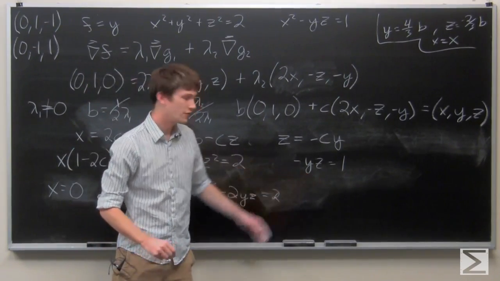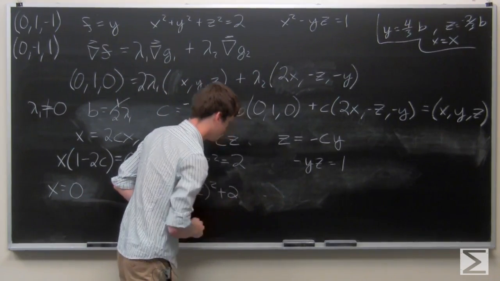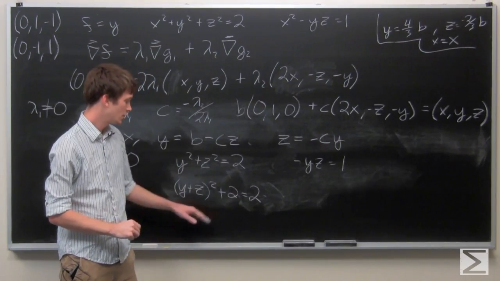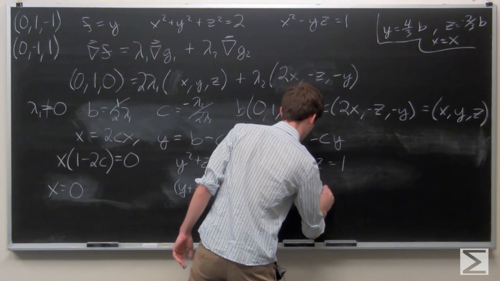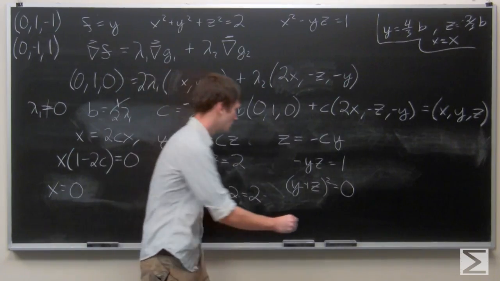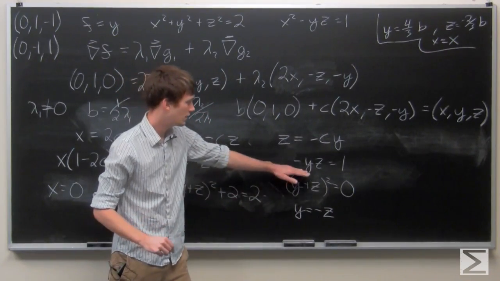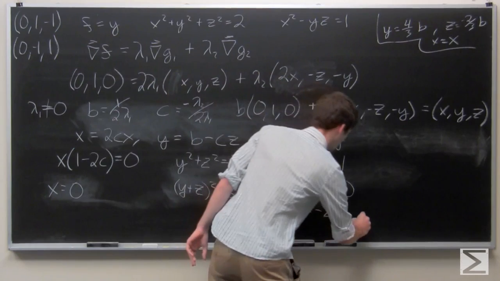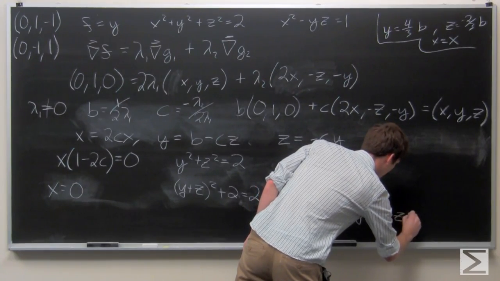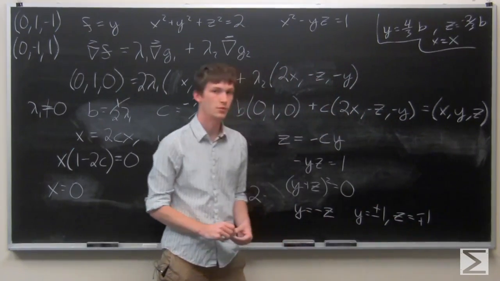So, and again, we have negative yz is equal to 1, so we have y plus z quantity squared plus 2 is equal to 2. So that means that y plus z quantity squared is equal to 0. And y is equal to negative z. And again, we get the same points. y is equal to plus or minus 1, and z is equal to minus or plus 1.